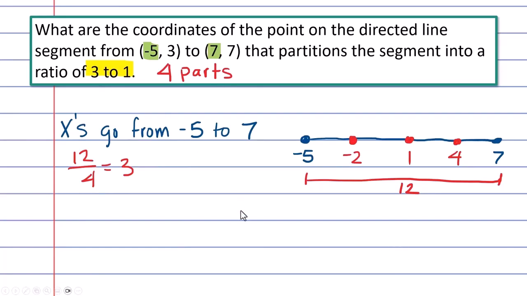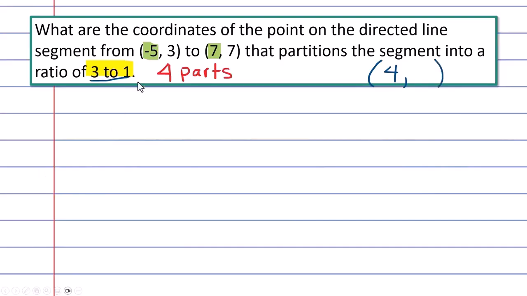The ratio is 3-to-1. So which one of these points is going to split me 3-to-1? 1, 2, 3, right here. This is going to be the x-coordinate for our answer. We don't know the y-coordinate. We just know the x-coordinate right now. We're done with that. We're going to repeat that process for the y-coordinates.